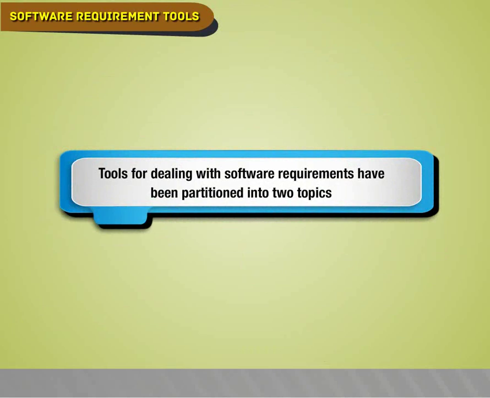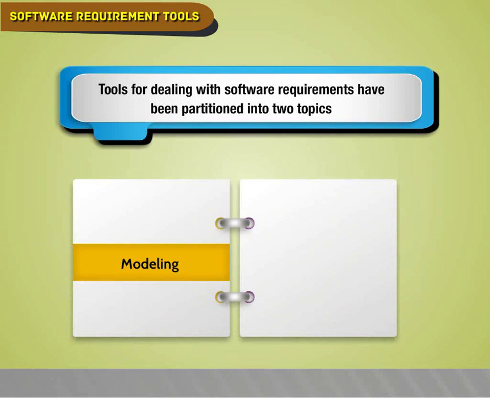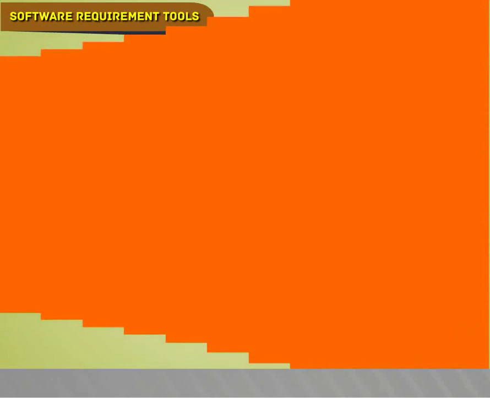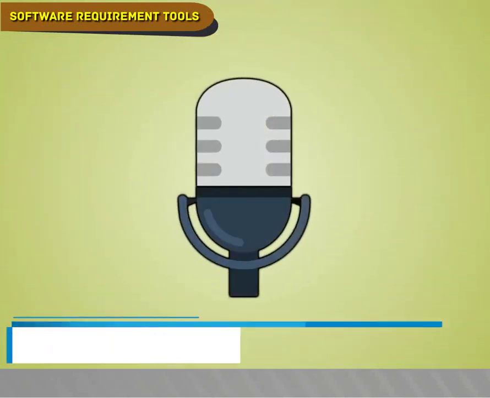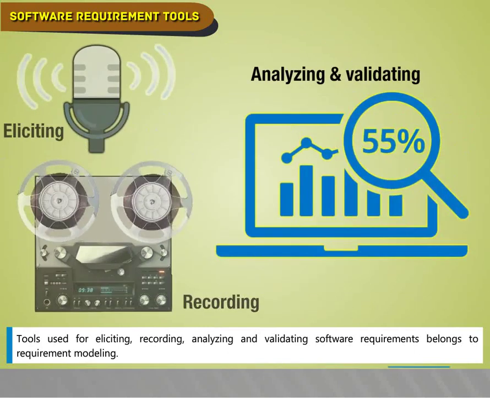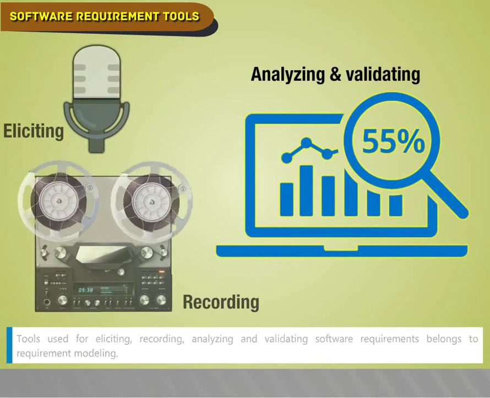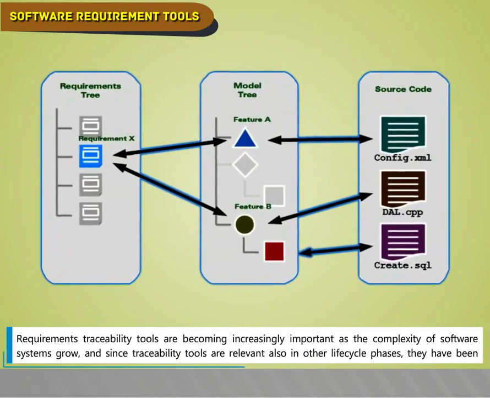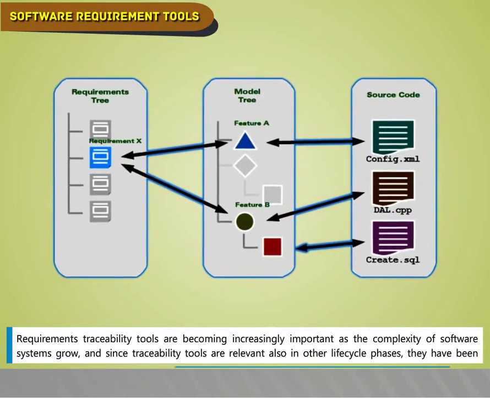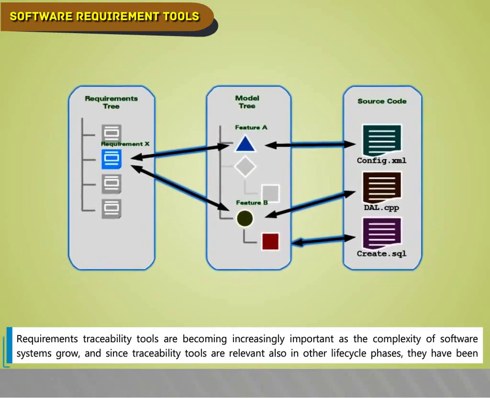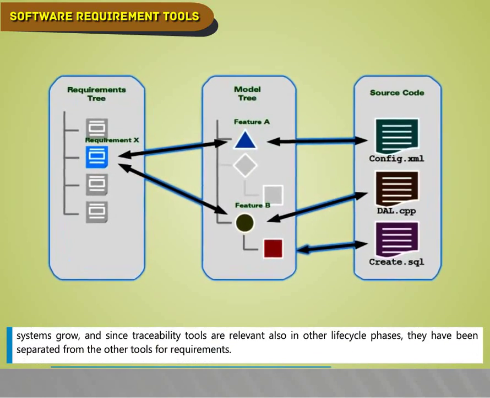Tools for dealing with software requirements have been partitioned into two topics: modeling and traceability. Tools used for eliciting, recording, analyzing, and validating software requirements belong to requirement modeling. Requirements traceability tools are becoming increasingly important as the complexity of software systems grows, and since traceability tools are relevant also in other lifecycle phases, they have been separated from the other tools for requirements.